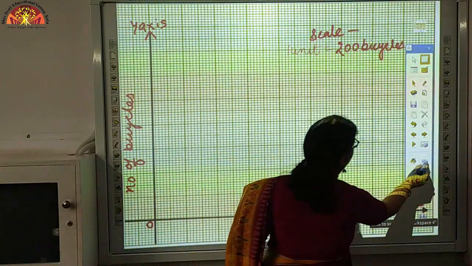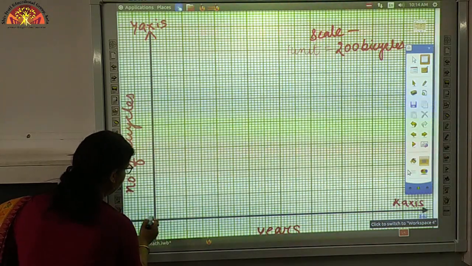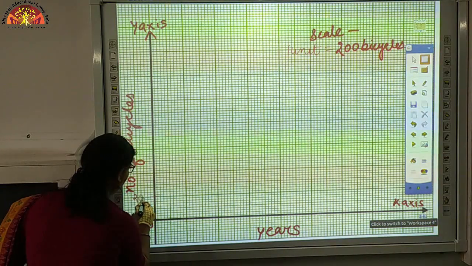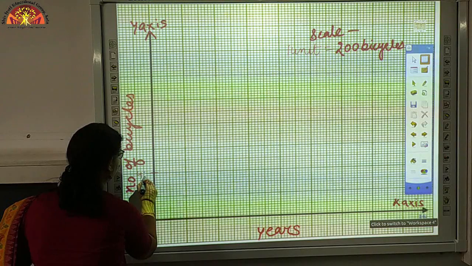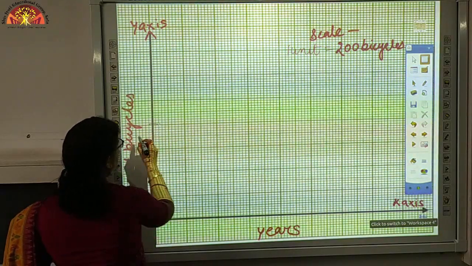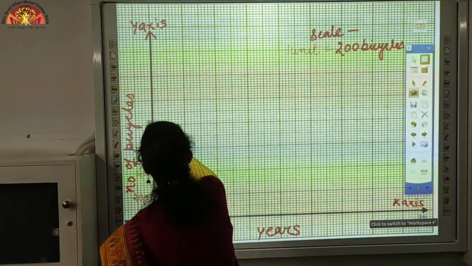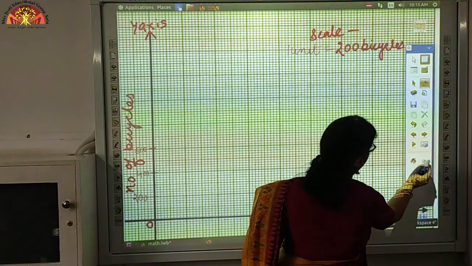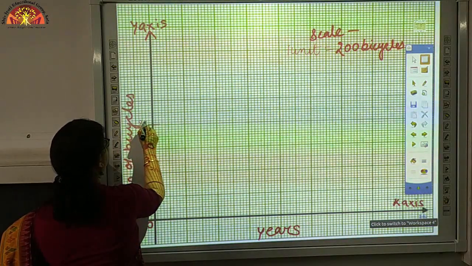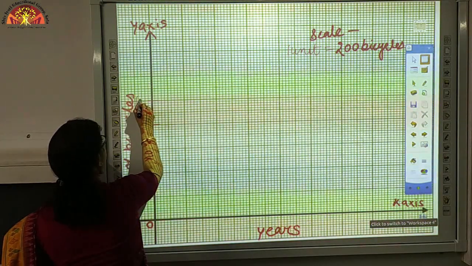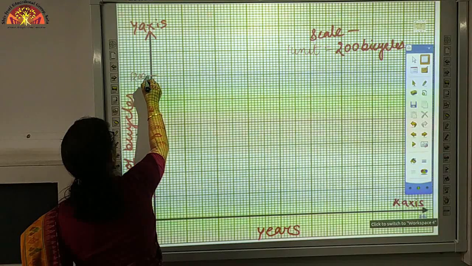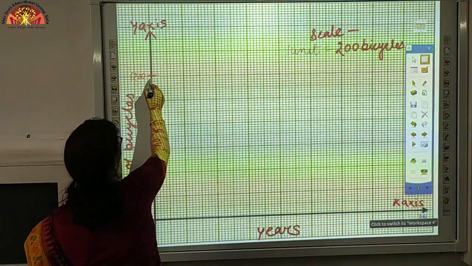Now how do we mark bicycles on the y axis? This is 0. Since you have taken a scale of 200, this 1 centimeter space represents 200 bicycles. So you write here 200, then 400, then 600, this is 800, then 1000 and 1200. You have to mark exactly on the dark green lines here.